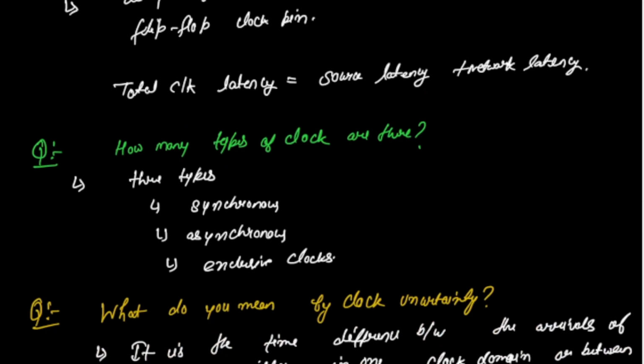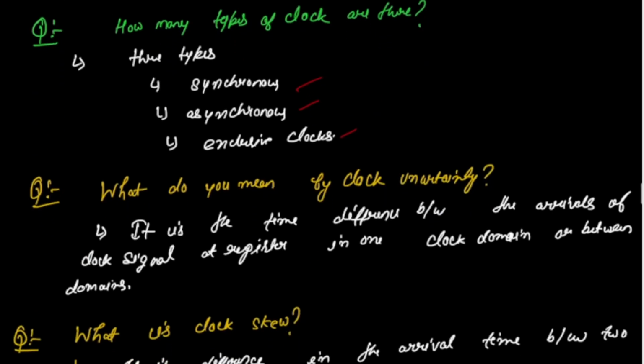How many types of clock are there? Three types: synchronous clock, asynchronous clock, and exclusive clock. These are the three basic types of clock: synchronous, asynchronous, exclusive.